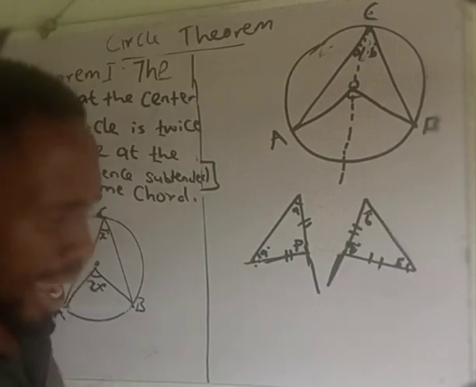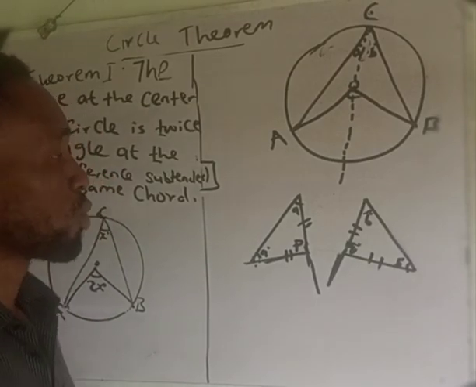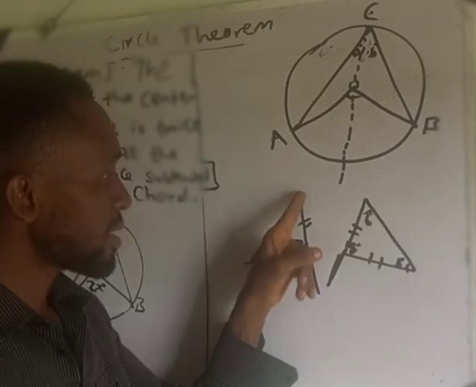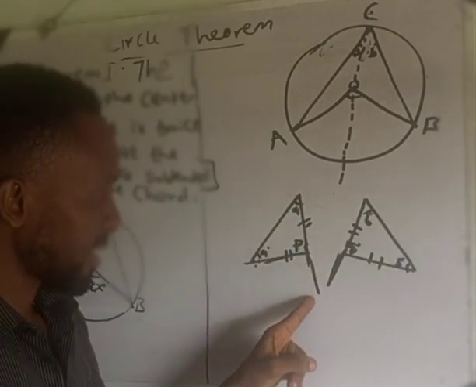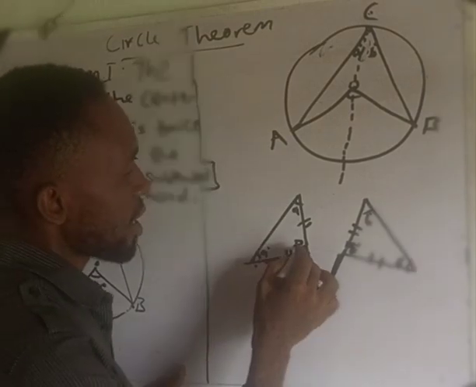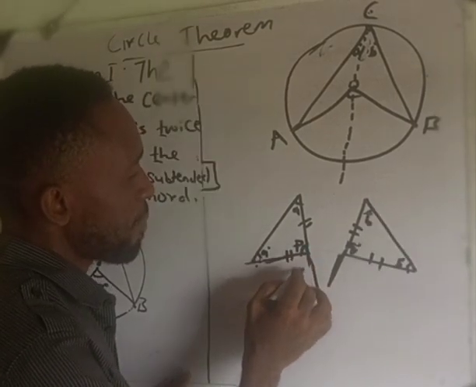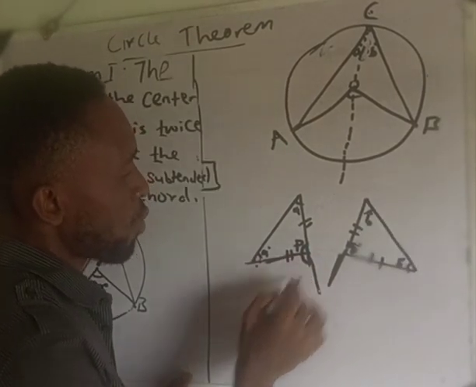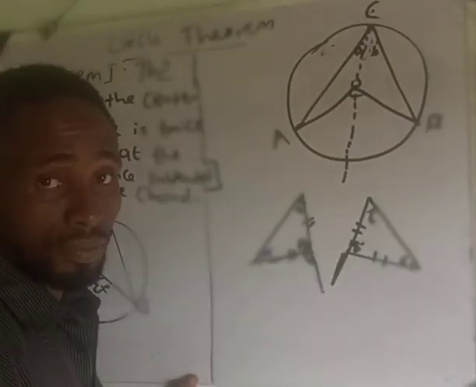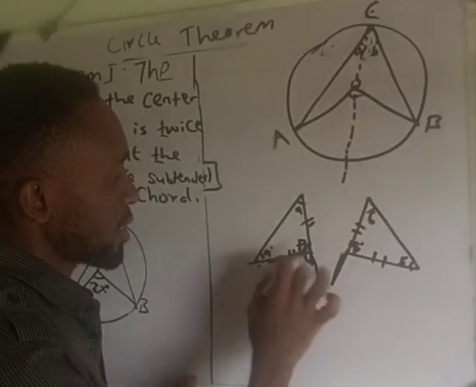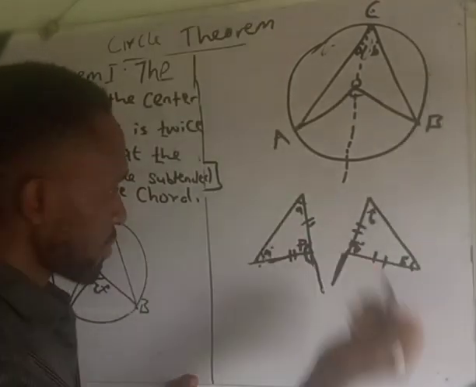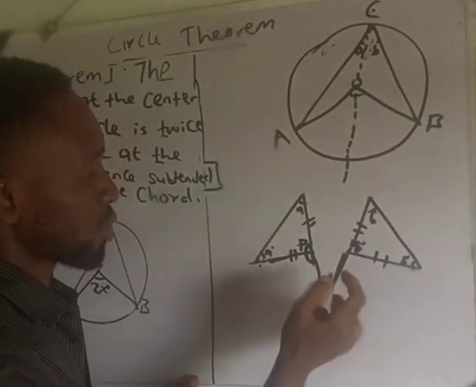But on the other hand, I want you to also notice that this is actually a straight line. This is actually a straight line. That means here plus here will also give me 180 degrees. Is that okay? Here plus here will also give me 180 degrees. Let me call this one. You can call this anything you want to call it.